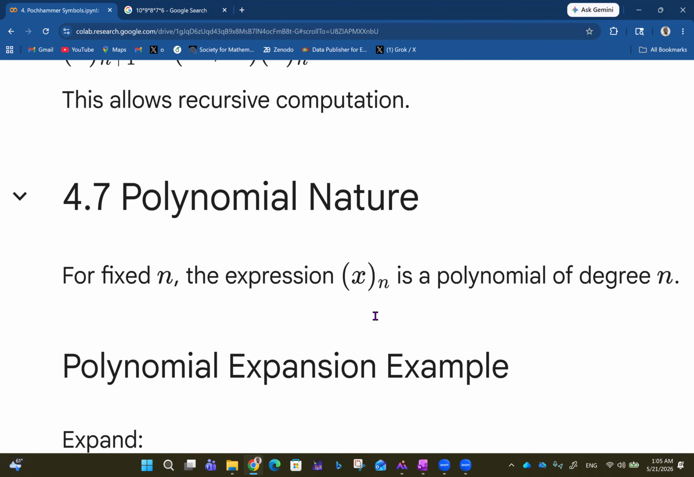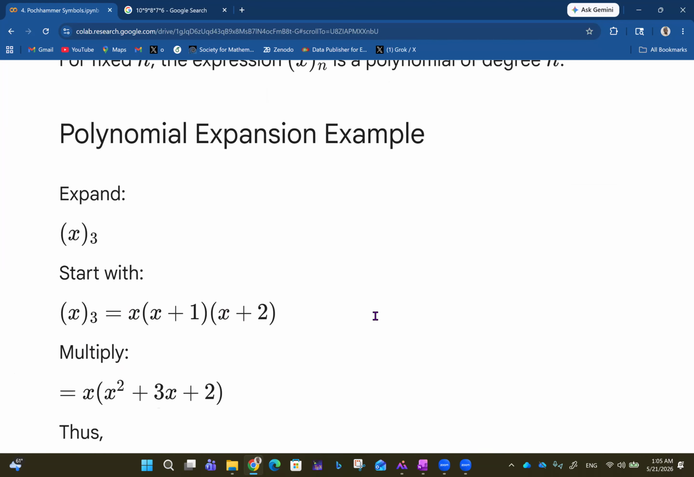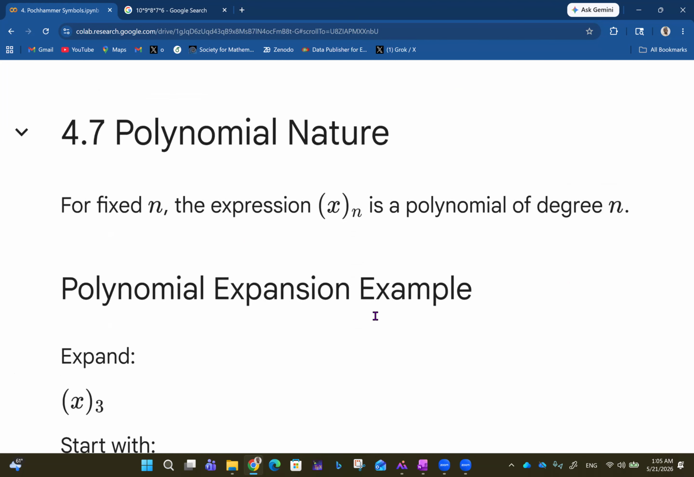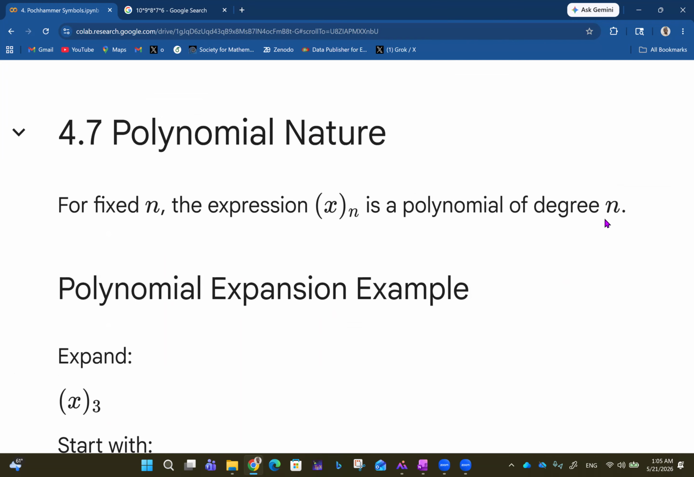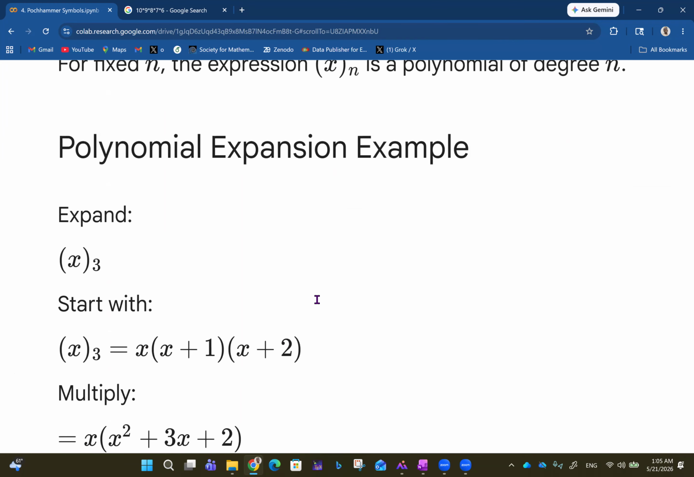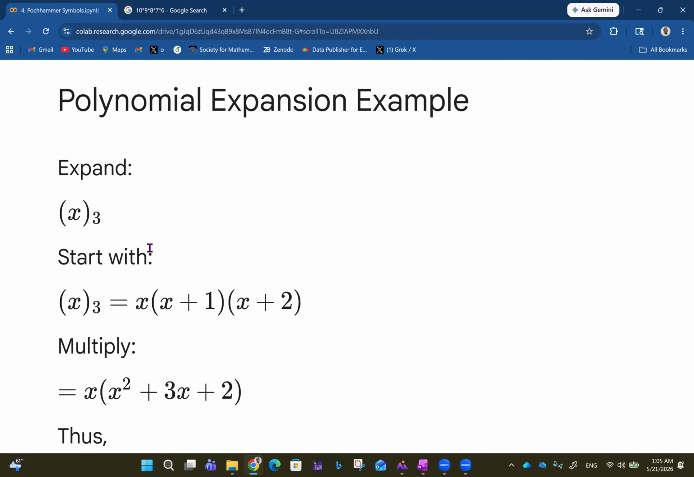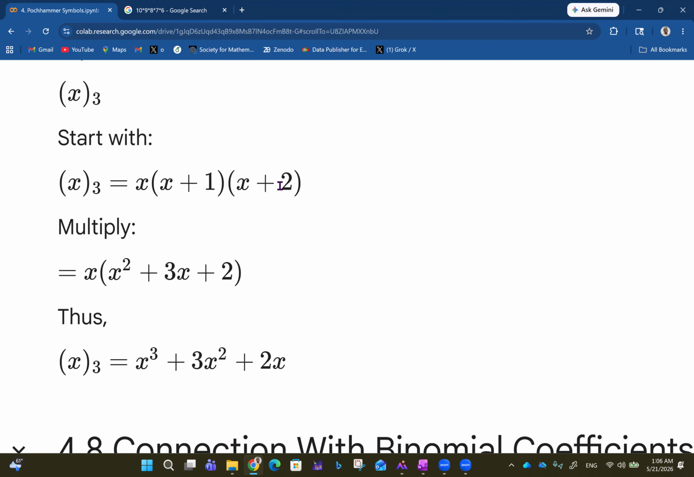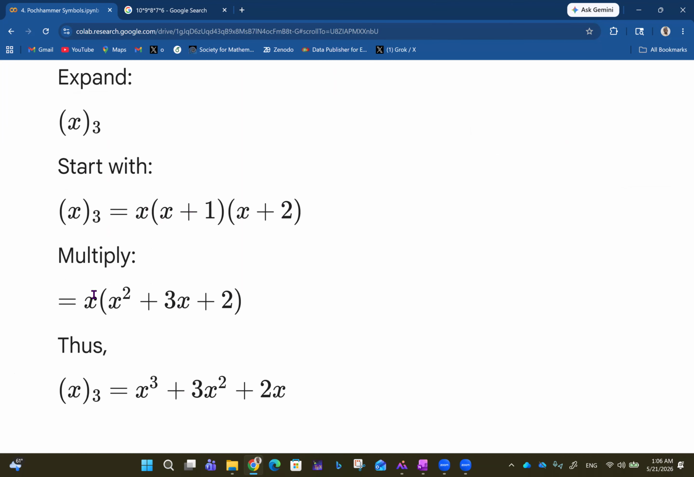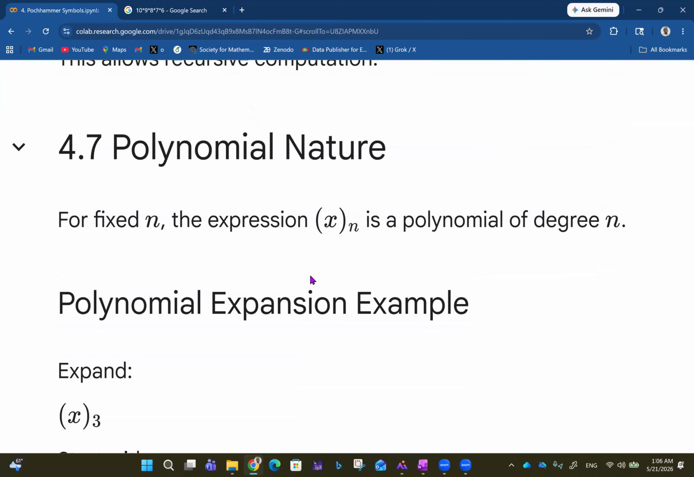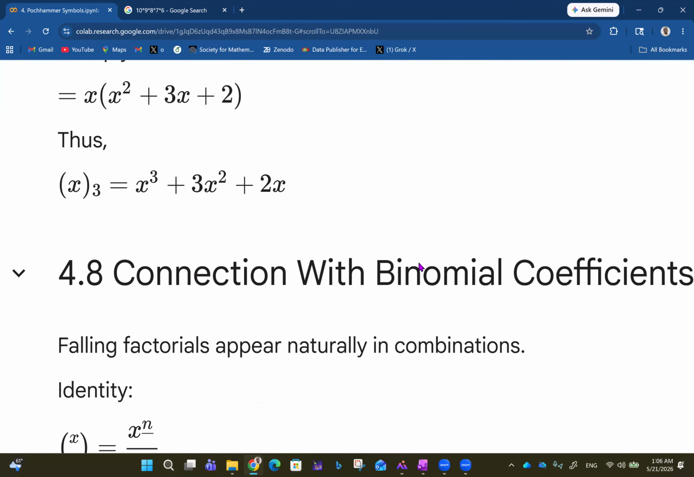Then we have the polynomial nature of this now. For fixed n, the expression x sub n is a polynomial of degree n. So, a polynomial expansion example, for instance, you have x sub 3. You start with x sub 3, which is x into x plus 1 into x plus 2. If you multiply that out, x plus 1 times x plus 2 is x squared plus 3x plus 2. Multiply by x, and you have x sub 3 is now x cubed plus 3x squared plus 2x. So if you have x, not a number now, it basically has a polynomial nature.